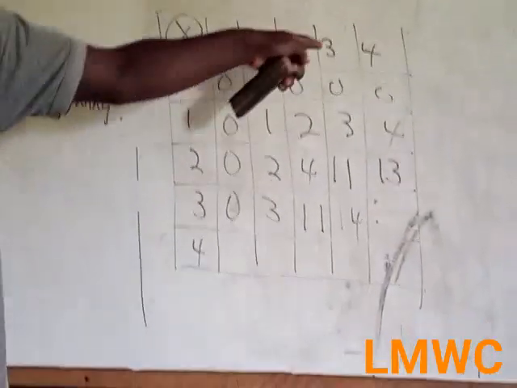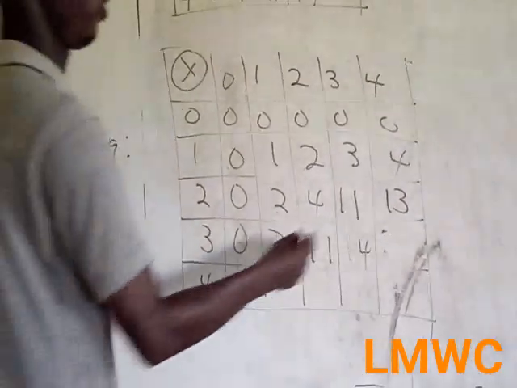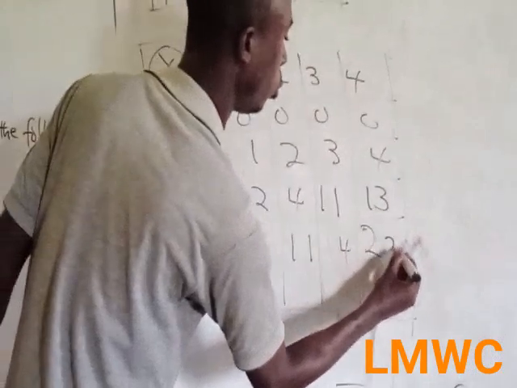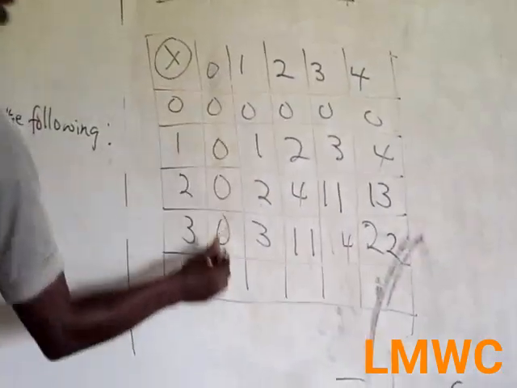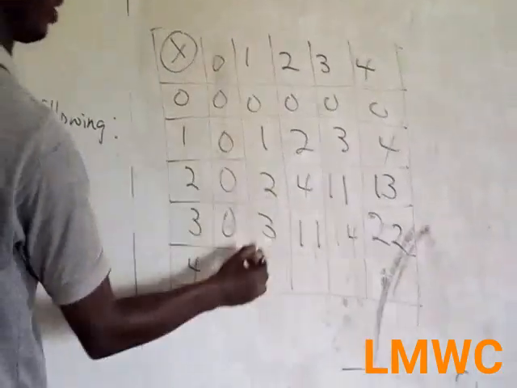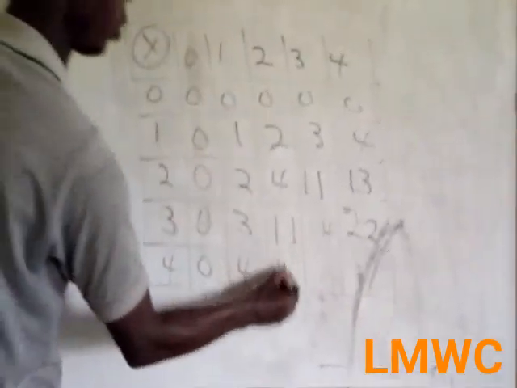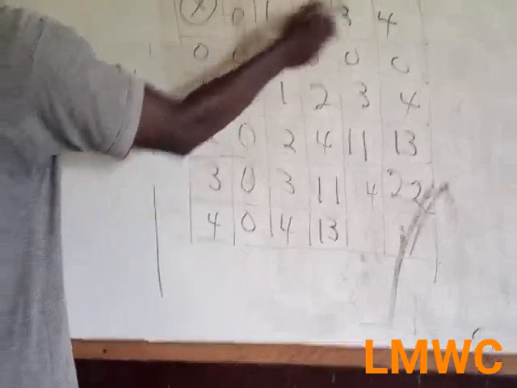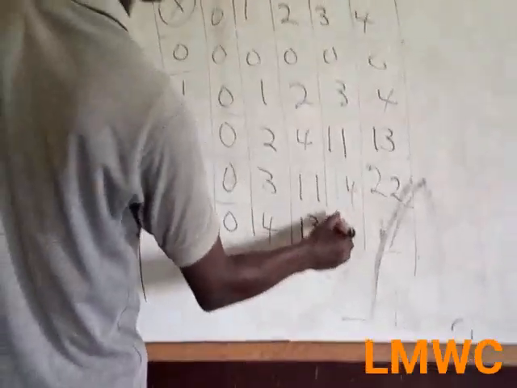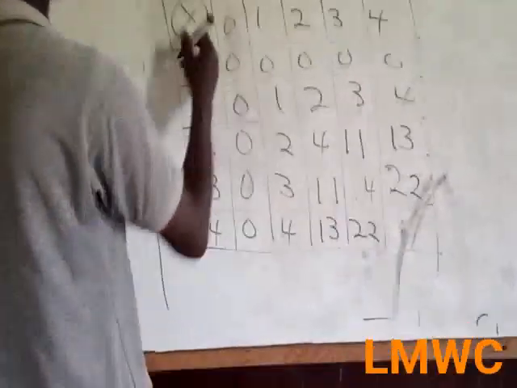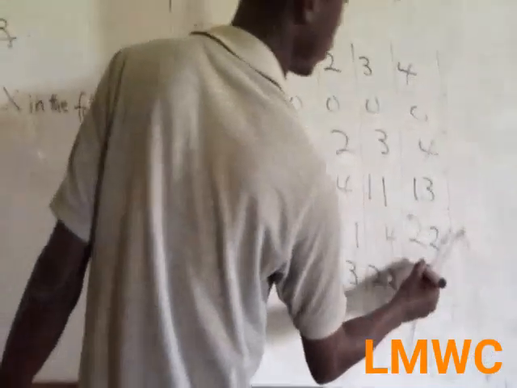So 3 times 4 is 12. 5 goes into 12, 2 remainder 2. 4 times 1 is 4. 4 times 2, 8. 5 goes into 8, 1 remainder 3. 4 times 3, 12. 5 goes into 12, 2 remainder 2. 4 times 4, 16. 5 goes into 16, 3 remainder 1.